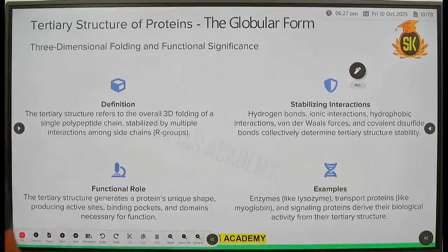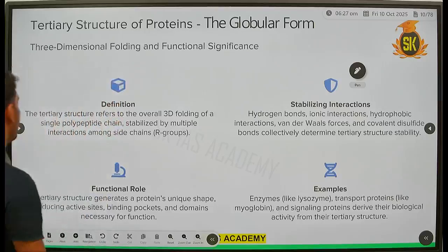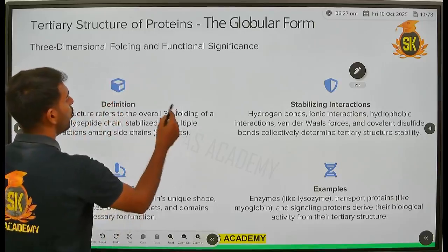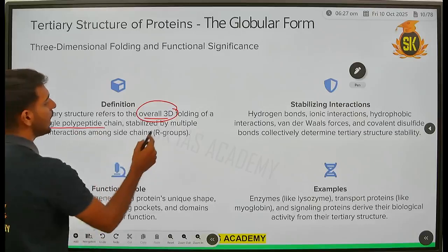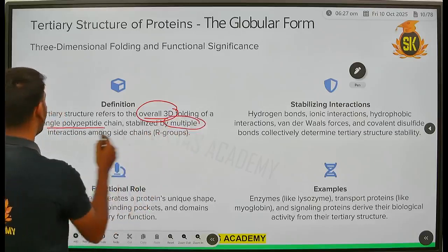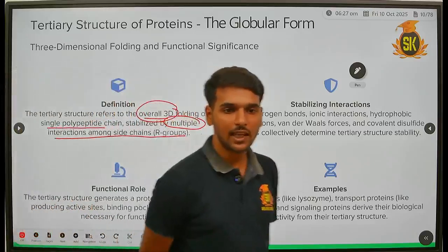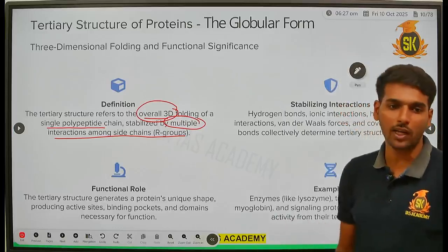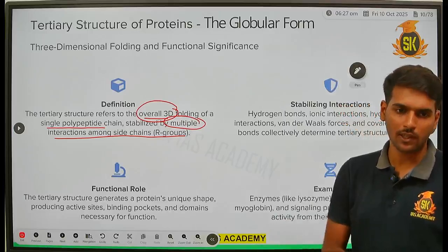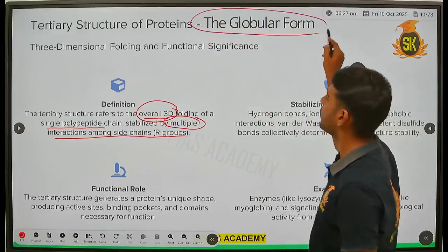So tertiary structure, which is considered to be the globular form, refers to the overall 3D folding of a single polypeptide chain stabilized by multiple interactions among the side chains. The side chains have multiple interactions, not just hydrogen bonding. Many types of bonds are seen here. This helps in the production of a globular structure.